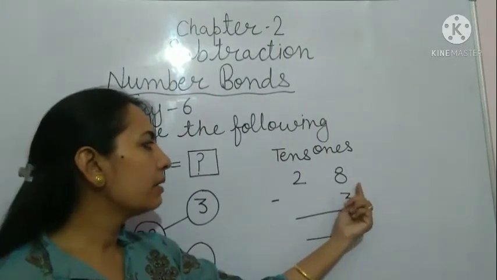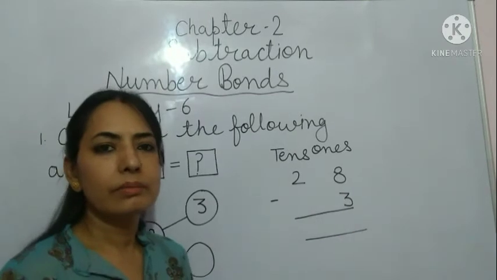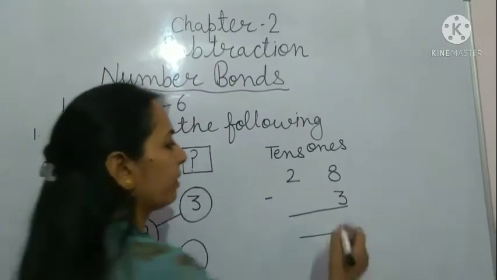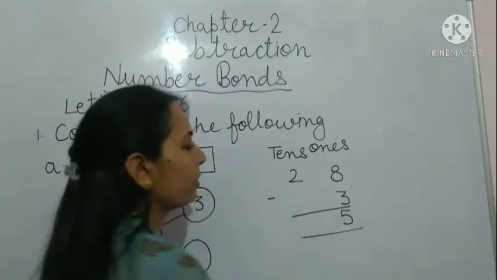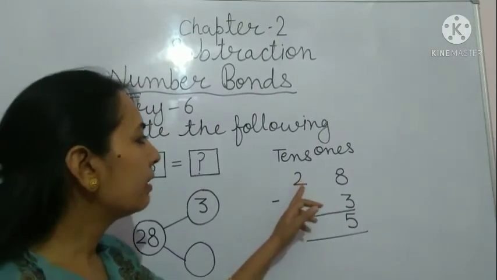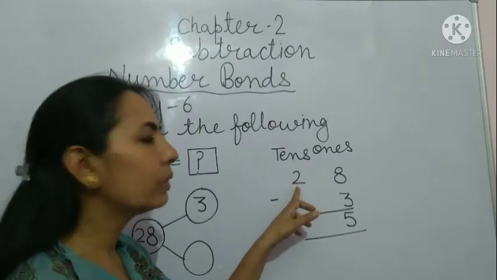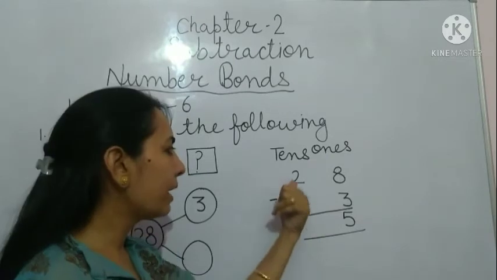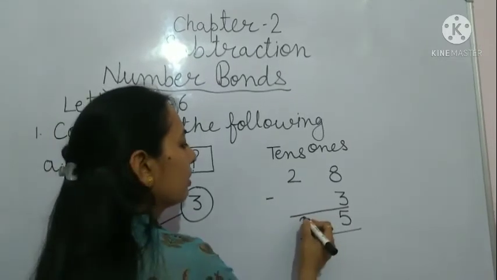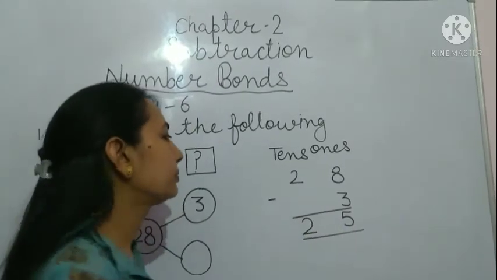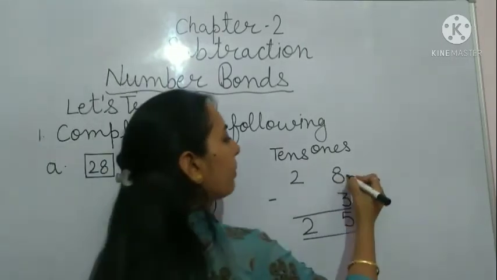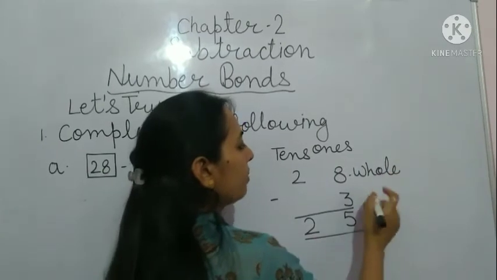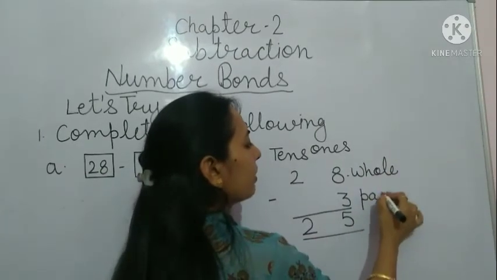So 8 minus 3 is, yes, what will be? 8 minus 3 will be 5. So I am going to write 5 here, and here we have 2 at tens place. और आप जानते हो इसके नीचे कोई नंबर नहीं है, so we will write the same number. So 2. So this is whole. 28 हमारा whole है, and 3 is part of 28.